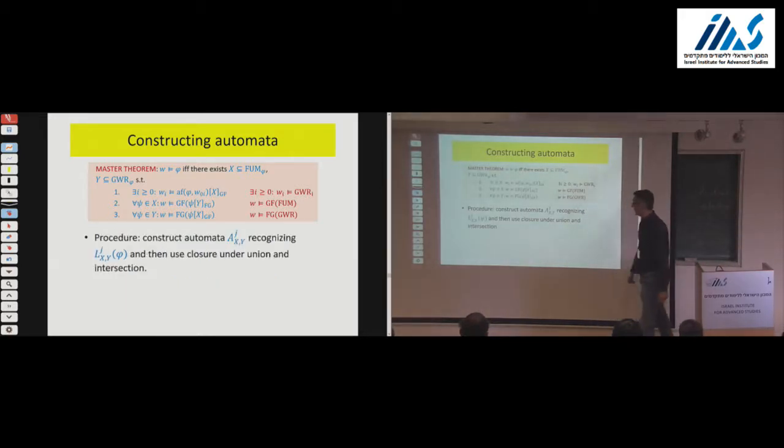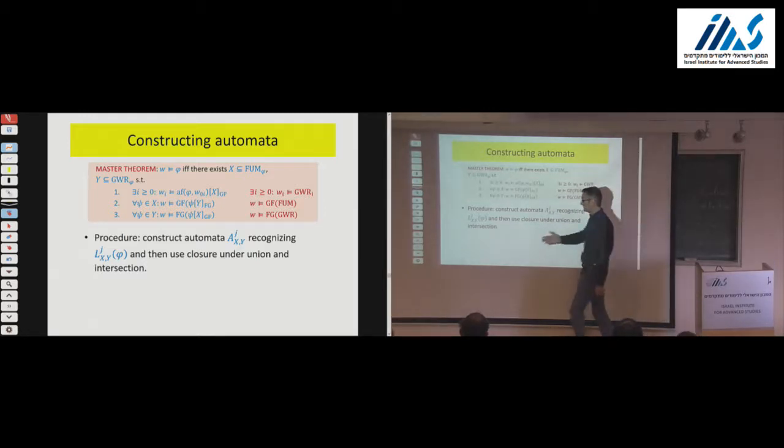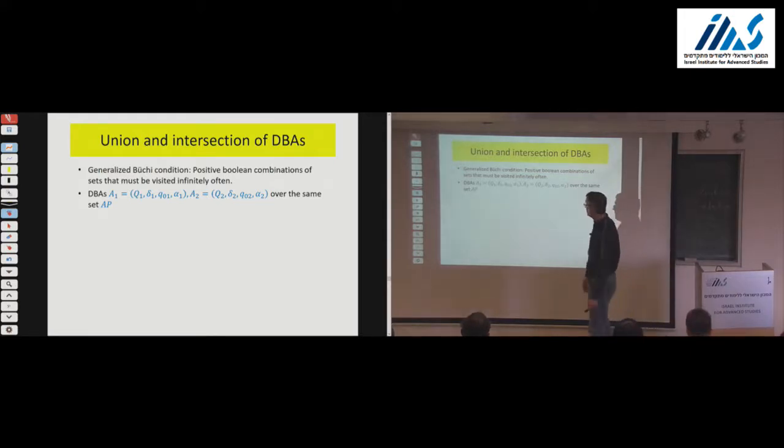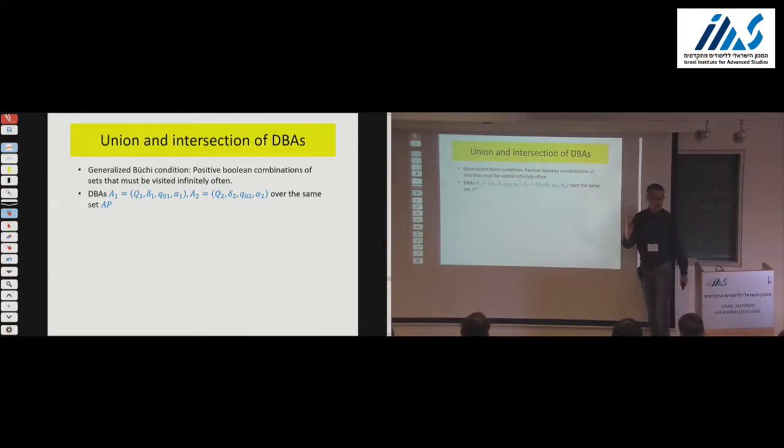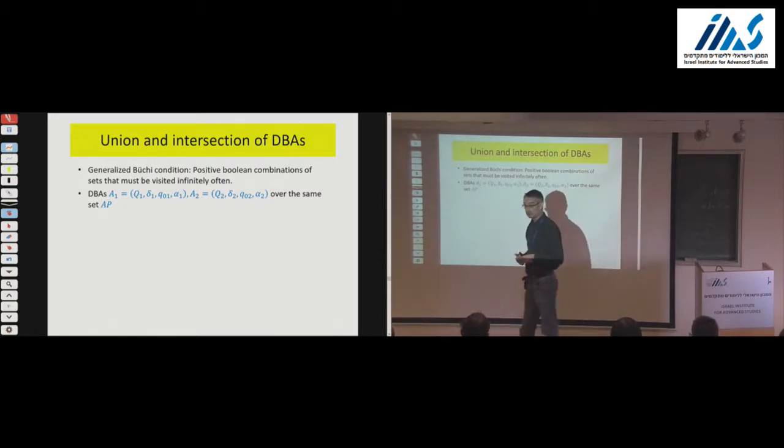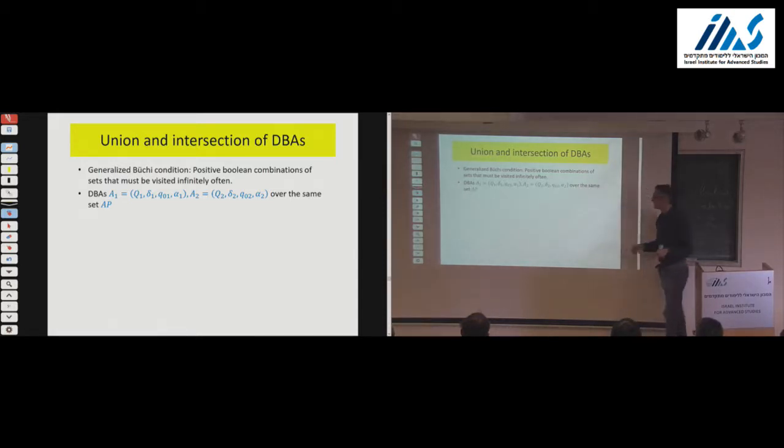Good. So the idea is then to construct automata A X Y J recognizing L X Y J, right? And then take the closure under union and intersection. Well, let me just review, in case you don't remember this or have never seen it, how to do union and intersection of the classes of automata we are interested in, which are non-deterministic Büchi automata, deterministic Büchi automata, non-deterministic and deterministic Rabin automata if you want, although we are actually interested in the deterministic ones.